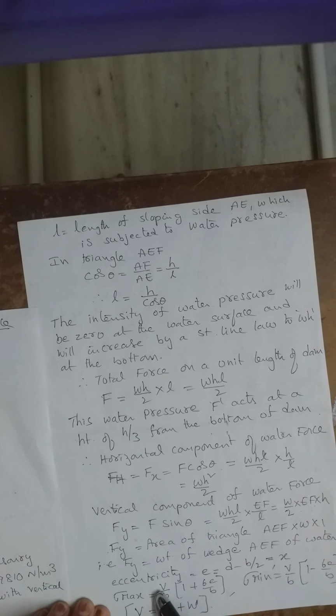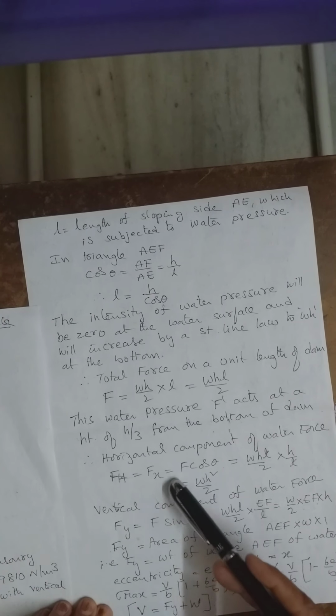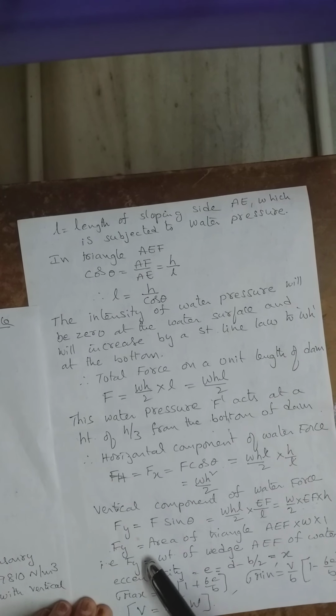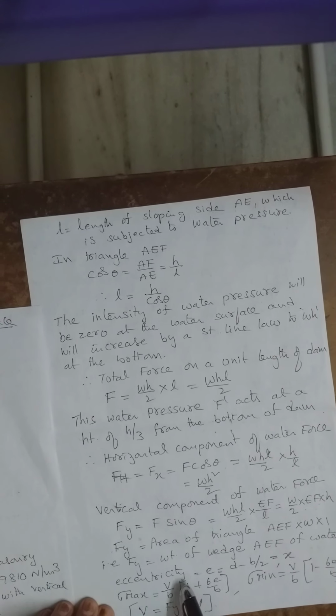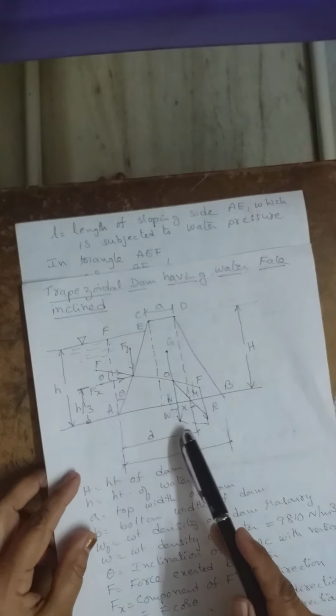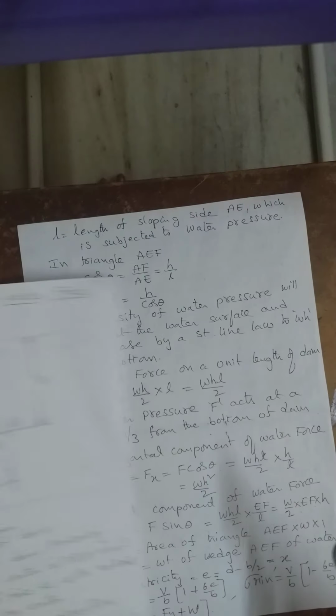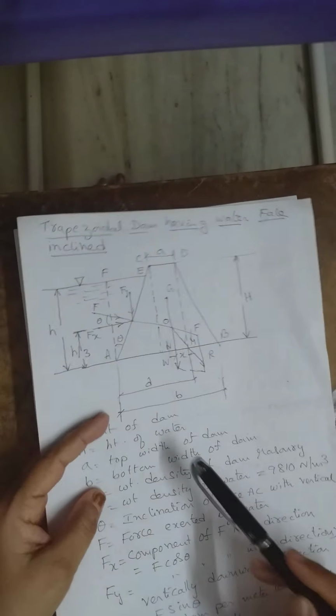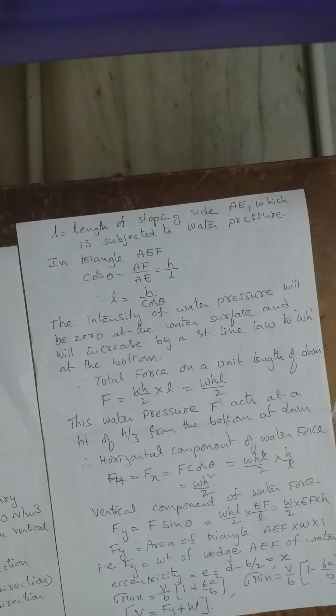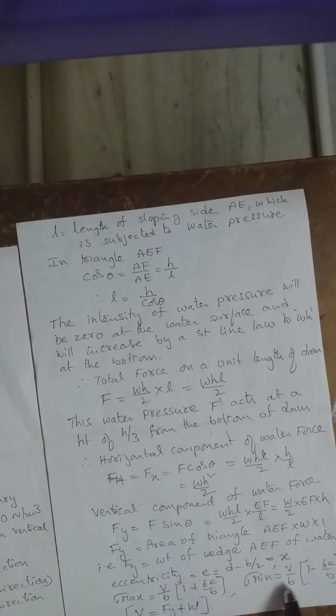So after this, now we know the horizontal component Fx and the vertical component Fy. Now we have to find out the eccentricity. As we know, we have taken this as x, which is d minus b by 2, if you see the figure, and which we also indicate as eccentricity. So finally the maximum stress intensity is V by B into 1 plus 6E by B, and the minimum intensity of stress is V by B into 1 minus 6E by B.